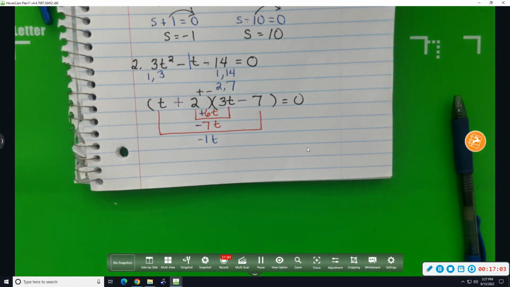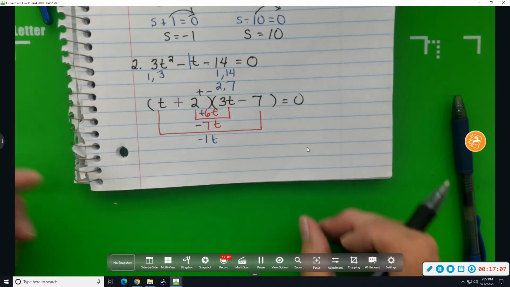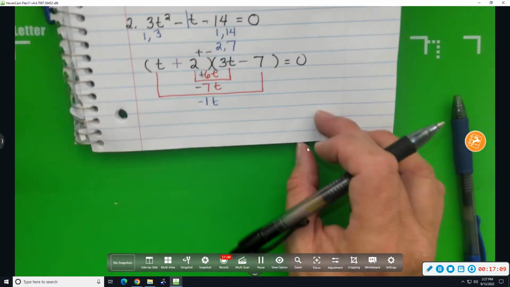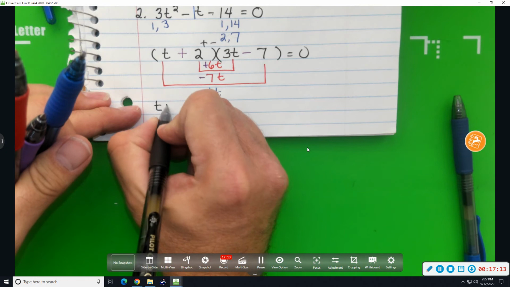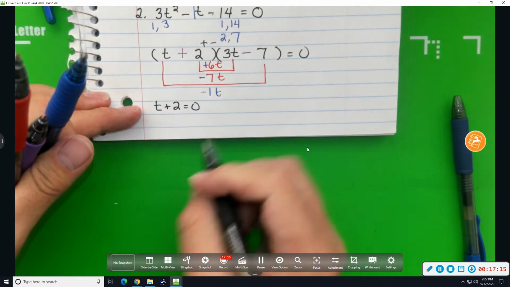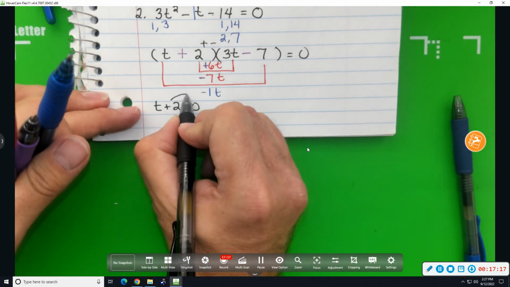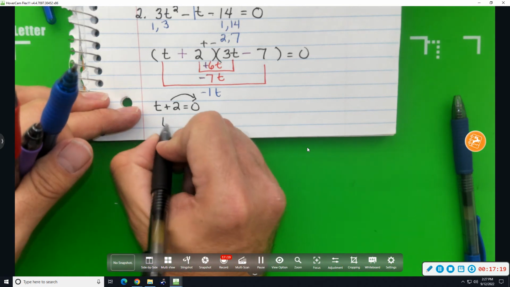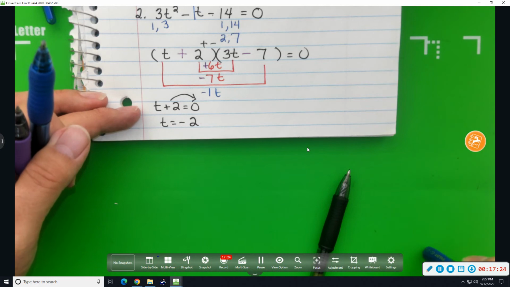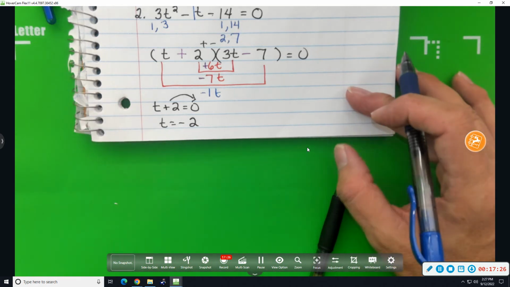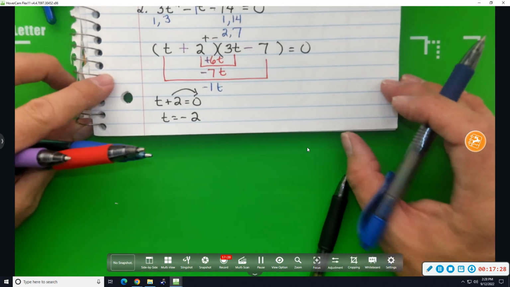Did I factor that out correctly? Now, I'll set each one of these factors to 0. T plus 2 equals 0. Now, that one's pretty easy. Just move the 2 over. Can y'all see that? Am I too low? T equals negative 2. That's my first answer.